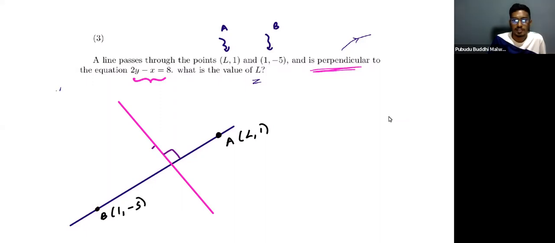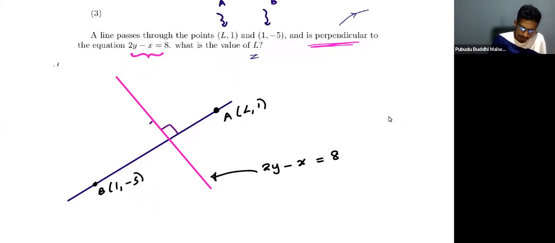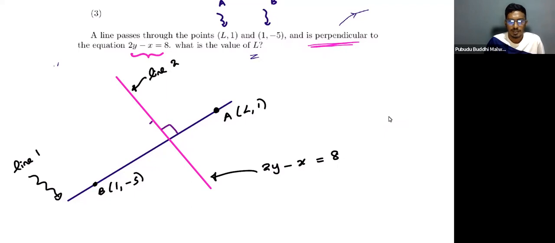And the equation of the pink line. Right? So let me name this line as line 1. This is line 2. Right? So you can compute M1 and M2. Then we have a relationship.